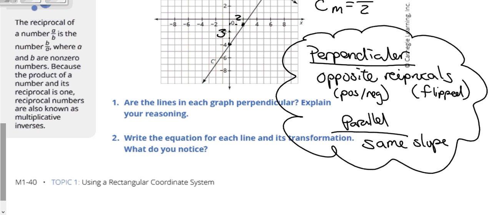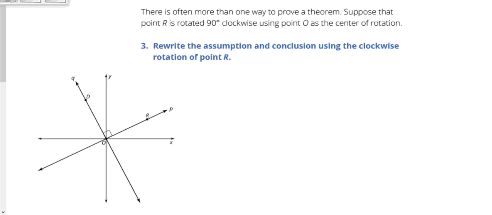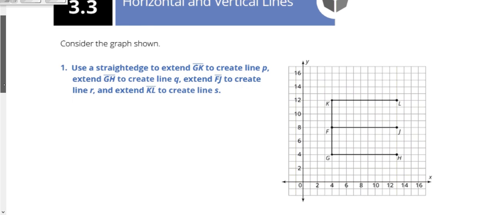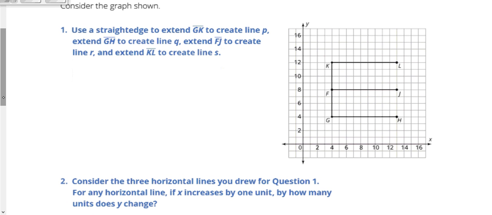So we're actually going to jump ahead to page 43. And we're going to get into horizontal and vertical lines and writing equations of horizontal and vertical lines. All right, so it asks us to use a straight edge to extend GK to create line P, and then to extend each one of these. We're just going to extend one of them. So we're going to go ahead and extend GK.